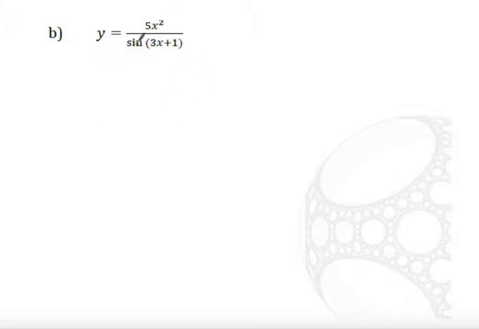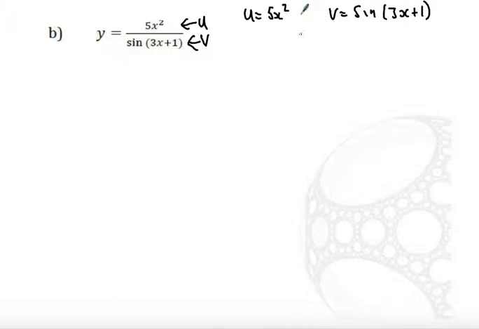In this example, notice again, we've got a trigonometric function, but we've got a quotient this time. And so I've got a function of x on the numerator and a function of x in the denominator. So if I state u equals 5x squared, and v equals sine of 3x plus 1, I'm going to differentiate these and use the quotient rule. So in this case I'm using the quotient rule.